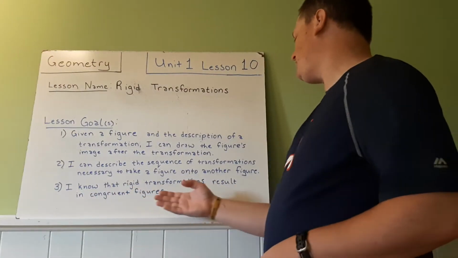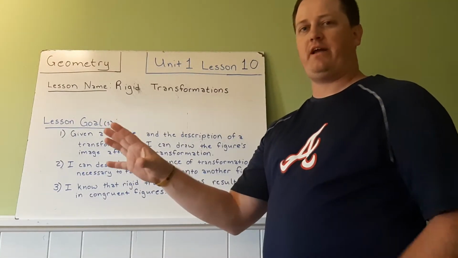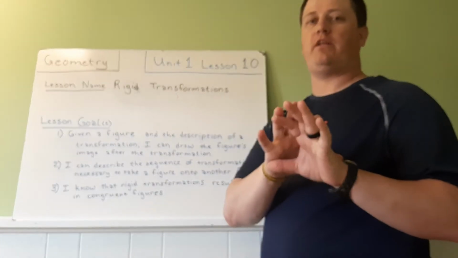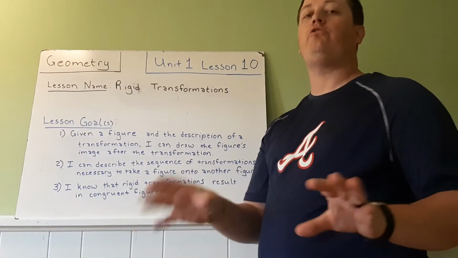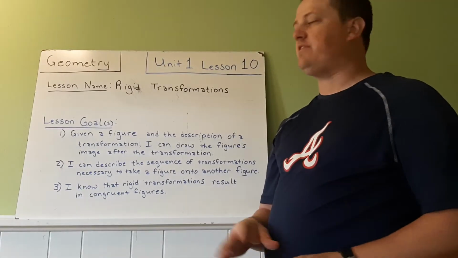I know that rigid transformations result in congruent figures. So if I have one figure and I do a rigid transformation to get a new figure, those two figures are actually the same figure in two different locations. Same size, everything.